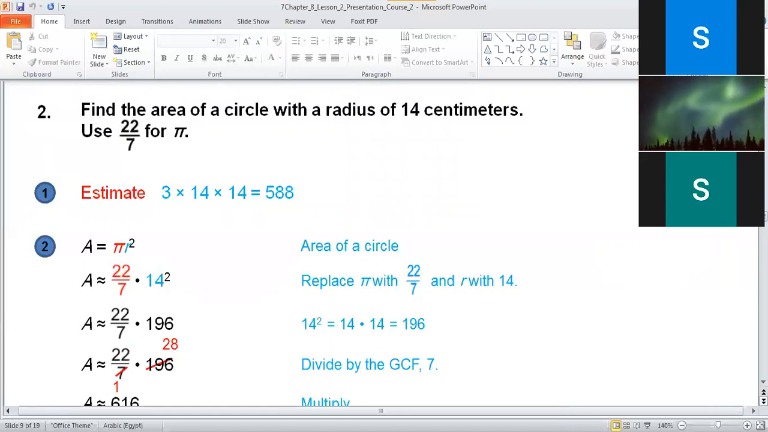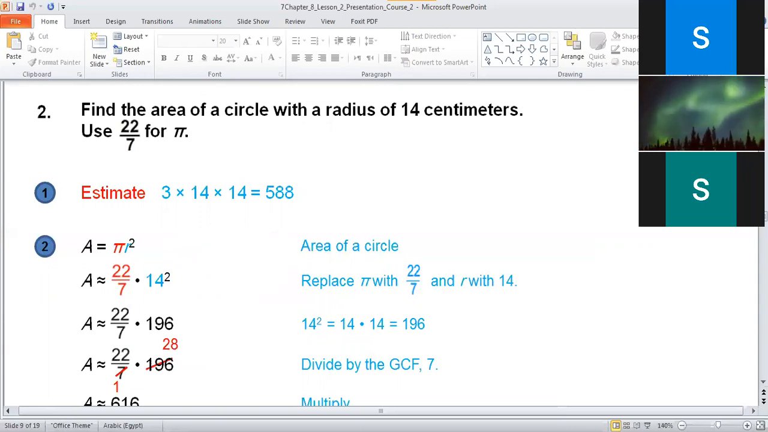196, right, Faisal? Are you with me? Remember, we will multiply 14 times itself, not 14 by 2, my friend. We don't multiply 14 by 2. We will multiply 14 by 14, okay? After that, what will we do, Faisal?